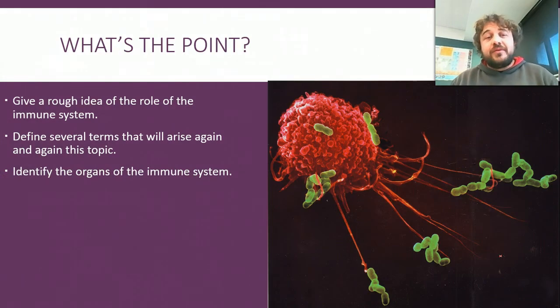Alright, so what's the point? What do we need to get out of this? By the end of this, you should be able to give a rough idea of the role of the immune system. You should be able to define several terms that are going to arise again and again in this topic, and you need to be able to identify the organs of the immune system.